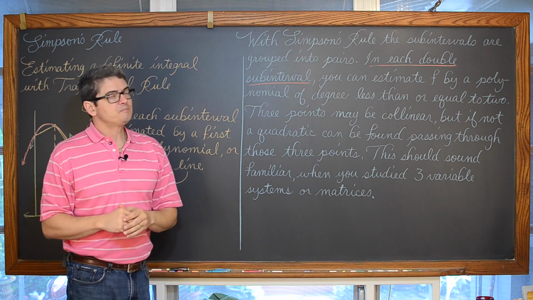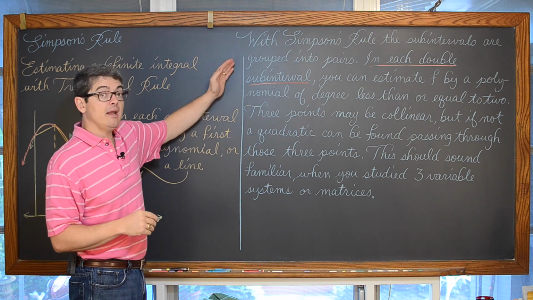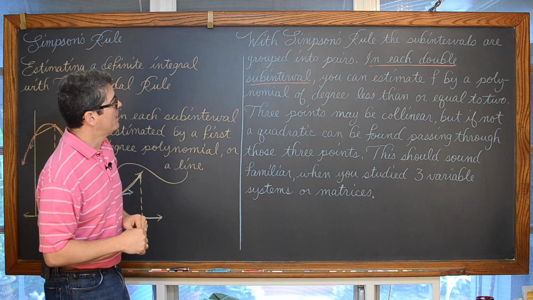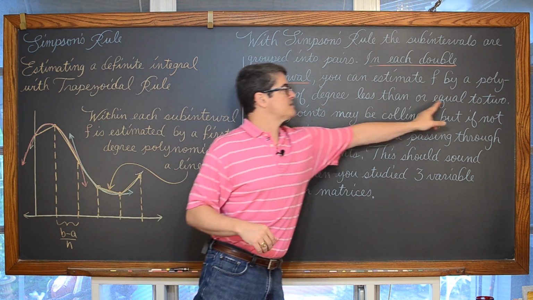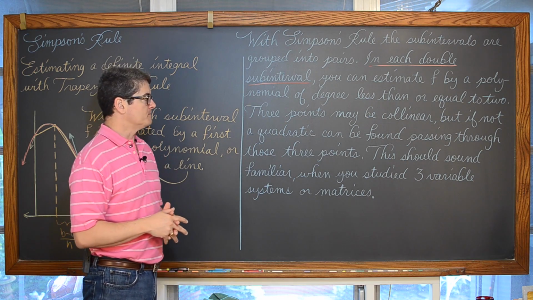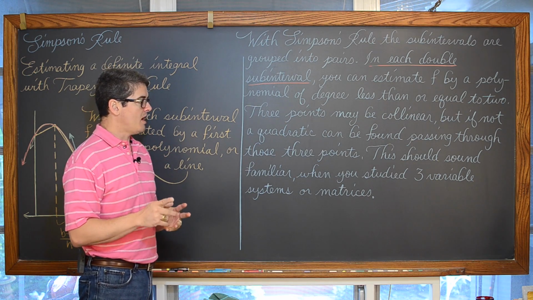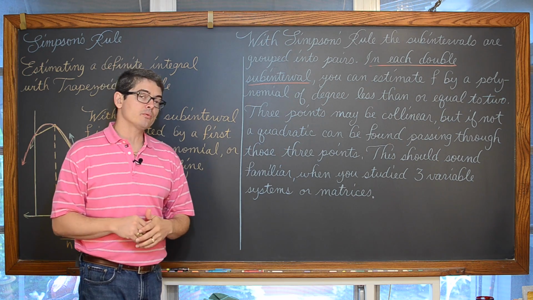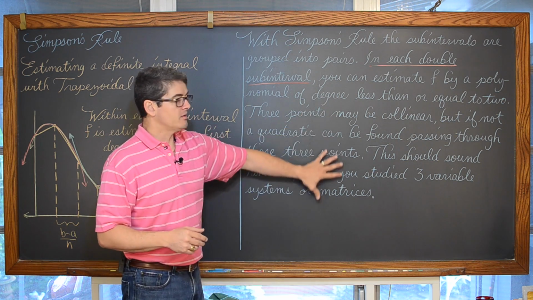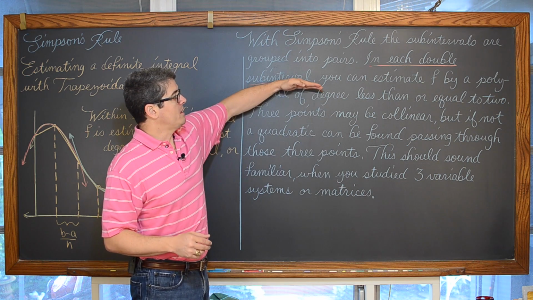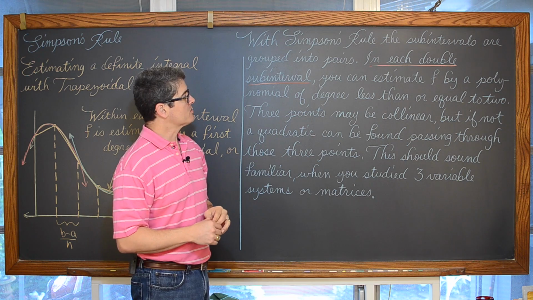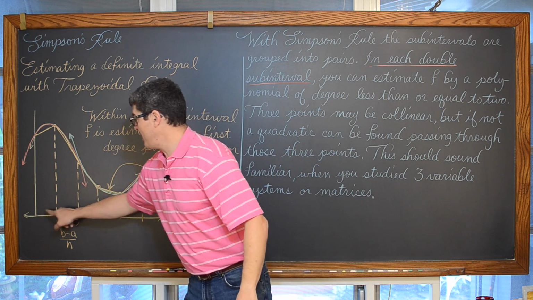With Simpson's rule, the subintervals are grouped into pairs. In each double subinterval, you can estimate f by a polynomial of degree less than or equal to 2. 3 points may be collinear, but if not, a quadratic can be found passing through those 3 points. Now, here's where we come in, getting down here through this reading, to the idea of why we have to have subintervals grouped into pairs.